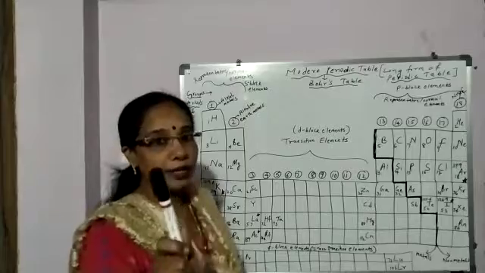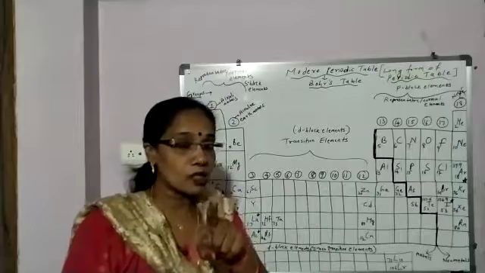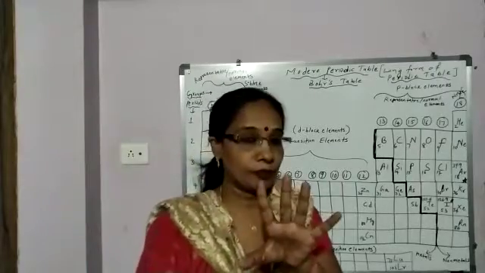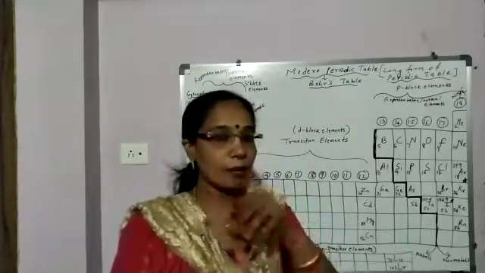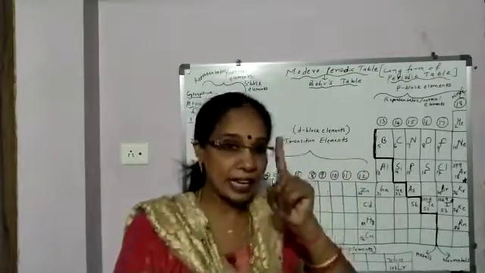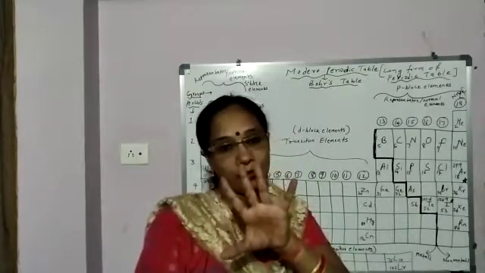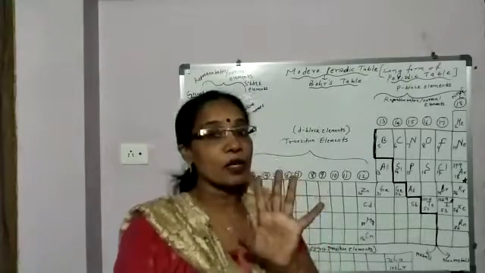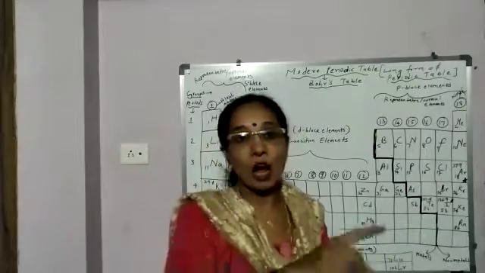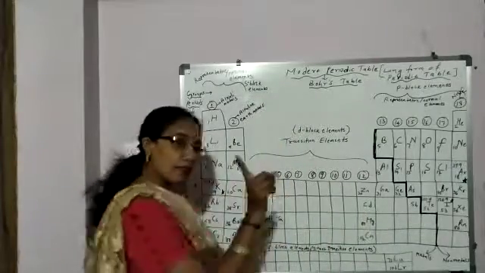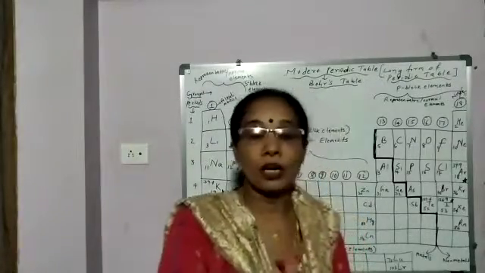Because in the modern periodic table there are 18 vertical columns. In Mendeleev's periodic table, how many vertical columns? 8. And vertical columns in the periodic table are called groups. But in the modern periodic table, in place of 8 vertical columns, how many are there? 18. So, how many groups are there in the modern periodic table? 18 groups. And in Mendeleev's periodic table, how many horizontal rows were there? 7. And horizontal rows in the periodic table are called periods.